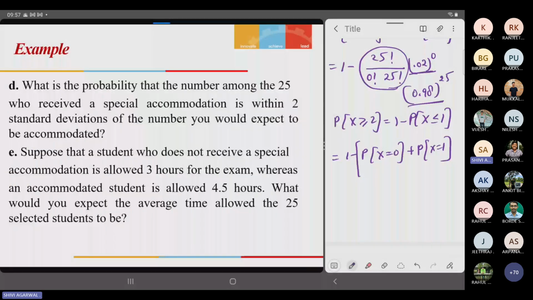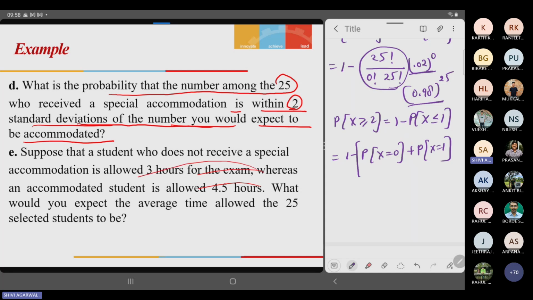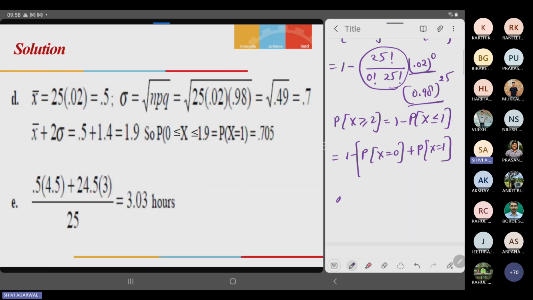Now D part. What is the probability that the number among the 25 who received a special accommodation is within 2 standard deviations of the number you would expect to accommodate? Okay. So firstly, we have to calculate the standard deviation. Expected value of x is NP in this case. So it is NP, 20 multiplied by 0.02. So it is 0.5. So standard deviation is what? Square root of NPQ. So it is 0.7.